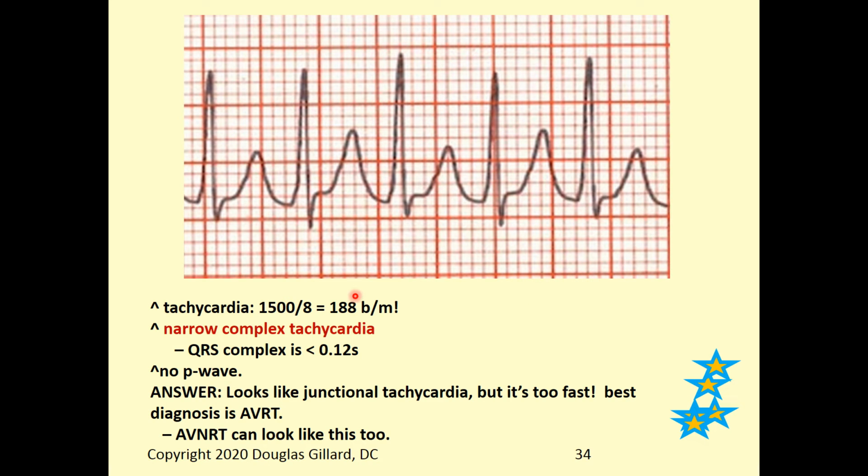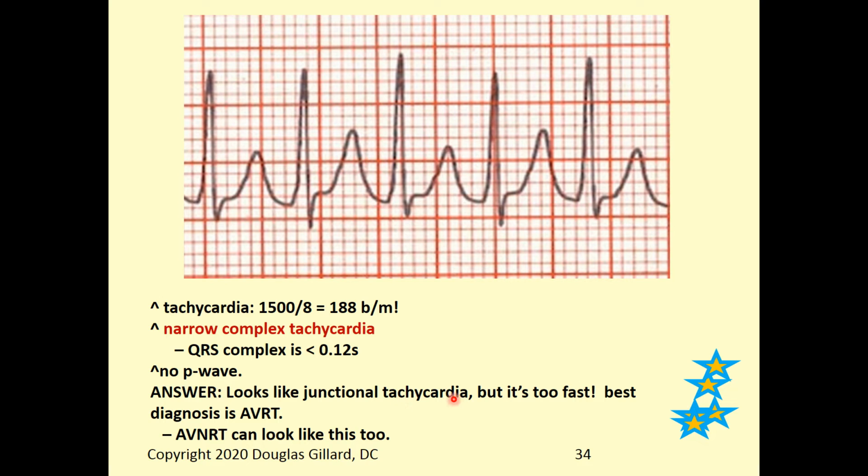Okay, so 188 beats per minute. Where's the P wave? There's no P wave. It's hidden. For our testing purposes, if it's going more than 140, 130 beats per minute, it's not going to be a junctional tachycardia. It's going to be AVRT. And that's exactly what this turned out to be.